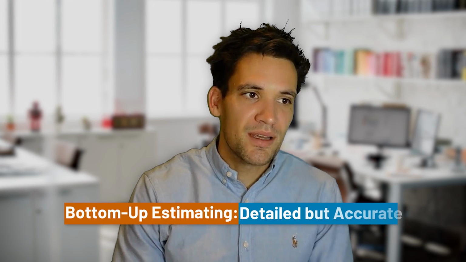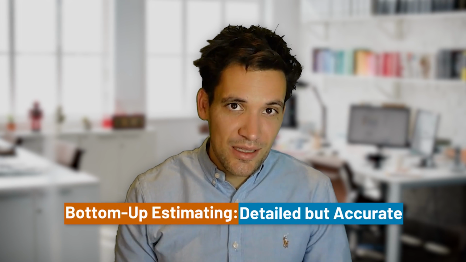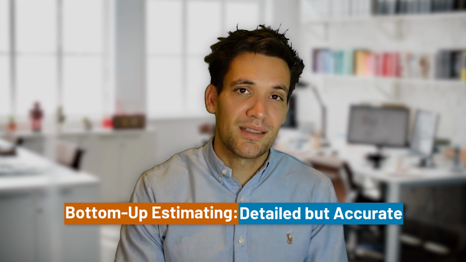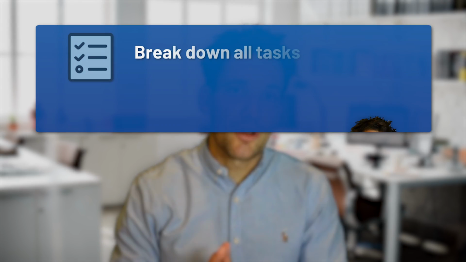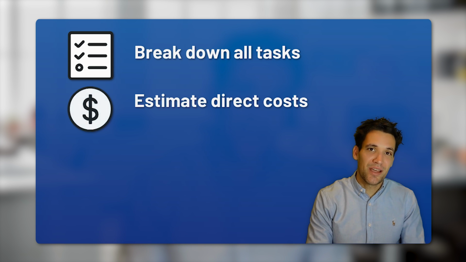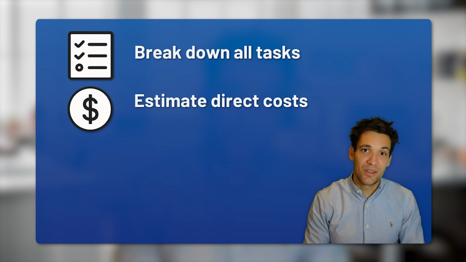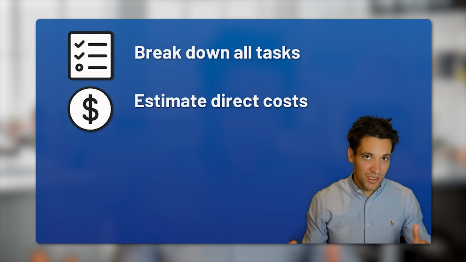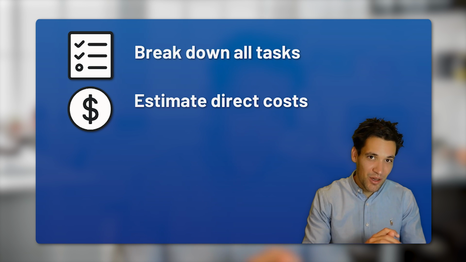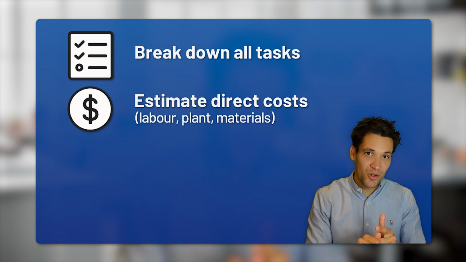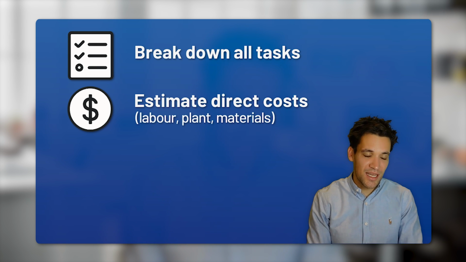So the opposite approach, the slow but precise approach, is a bottom-up estimate. A bottom-up estimate is where you build an estimate from the bottom up, piece by piece. So you break the entire project scope down into component pieces using a work breakdown structure. You then estimate the direct costs for each activity. So for each activity you need to complete the project, you need to work out the labor, materials, subcontract, and plant costs associated with that task.